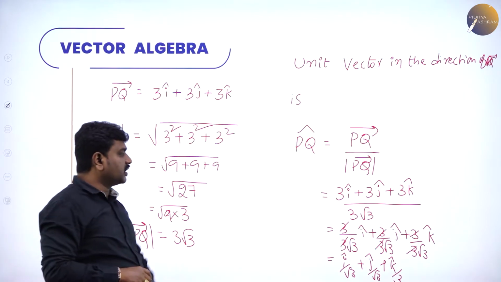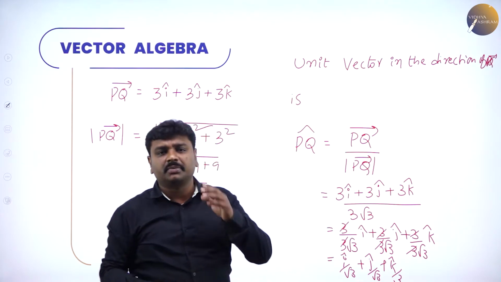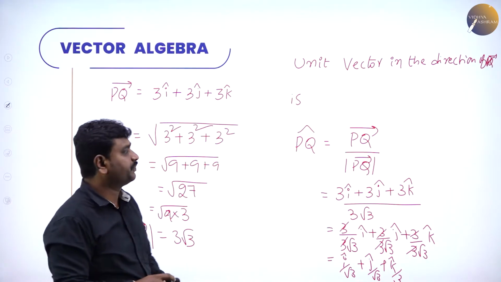Then they want the unit vector. How to find the unit vector? PQ cap is vector PQ divided by its magnitude. Given a vector, if you divide by its magnitude, you'll get the unit vector.